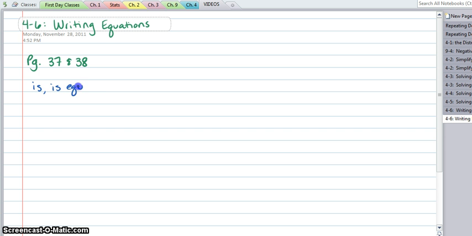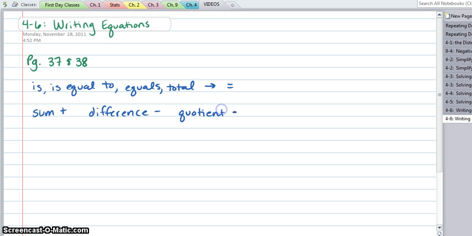Is equal to, equals, total. All of these things could mean equal. Also remember basic words such as sum, difference, quotient, product. You definitely want to know those. So if you're unsure of those terms, create some flashcards to help yourself out.